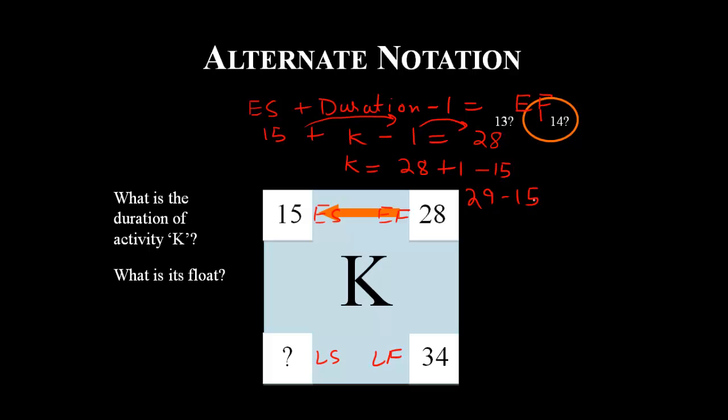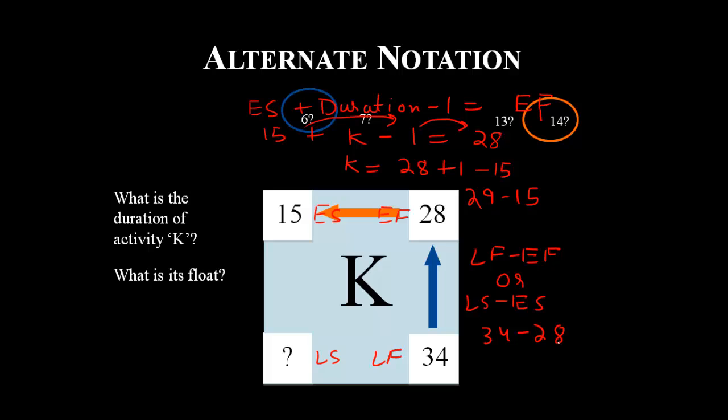Now what is the float? If you remember, the formula for float is LF minus EF, or it is LS minus ES. We don't know LS, we have not calculated it yet, so let's do it this way. It would be 34 minus 28, which is 6. Now let's calculate the late start.